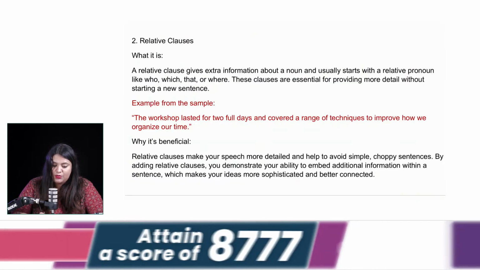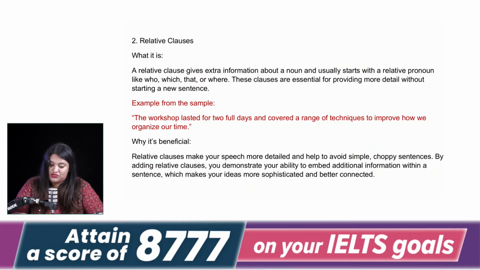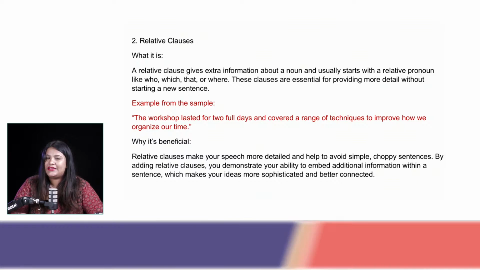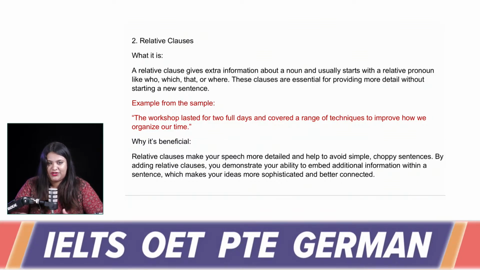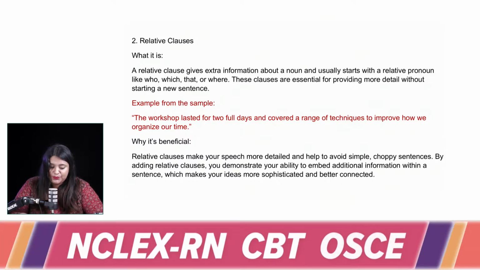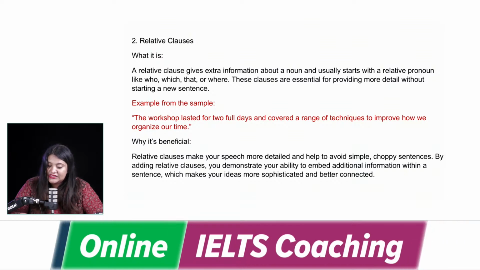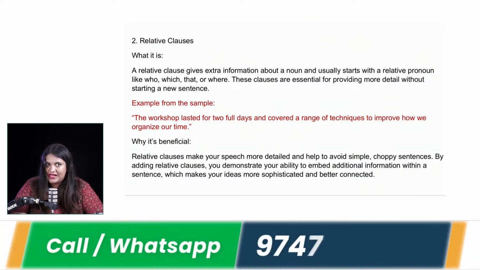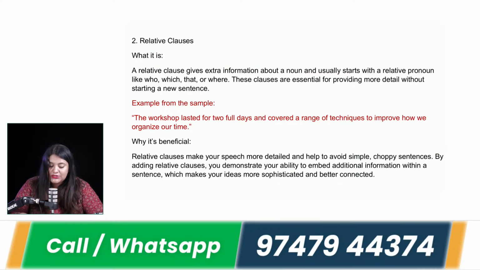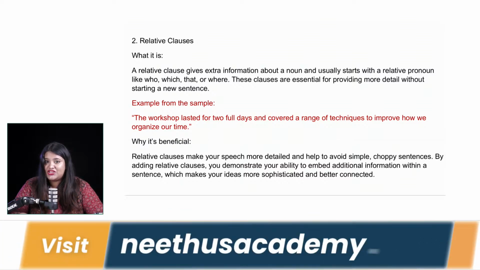Okay, now let's have a look at the relative clauses I have used. So you might have a doubt about what relative clauses are. So let's see what it is first. A relative clause gives extra information about a noun and usually starts with a relative pronoun like who, which, that, or where. These clauses are essential for providing more detail without starting a new sentence.